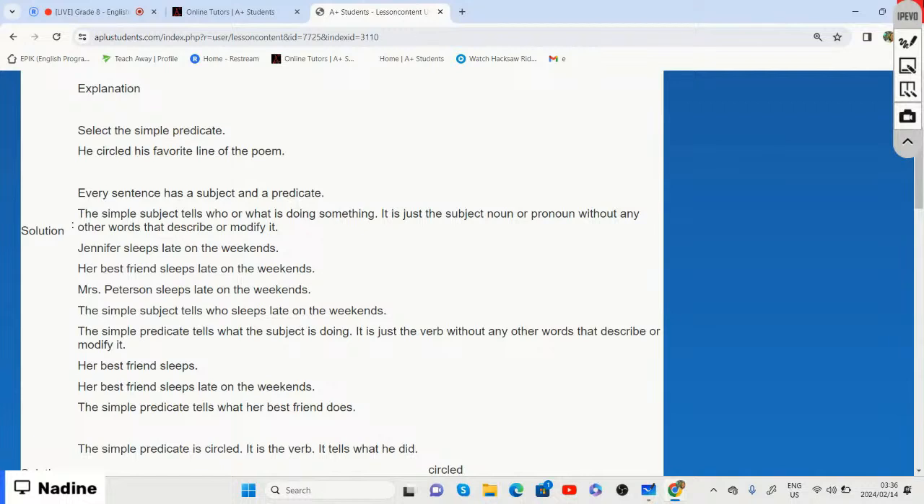An example of that is Jennifer sleeps late on the weekends. And if we were to select our noun, it would be Jennifer, because that is our noun. And it says her best friend sleeps late on the weekends. Her best friend.